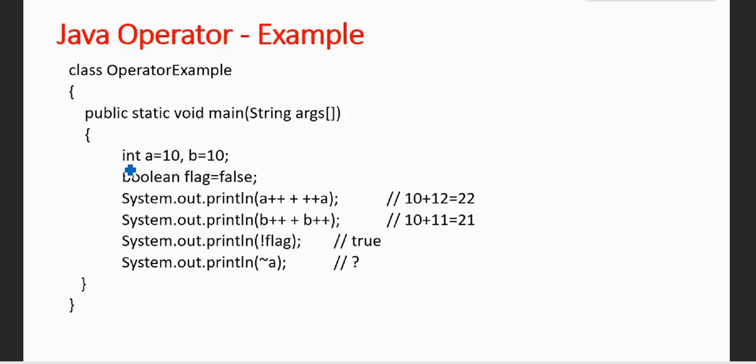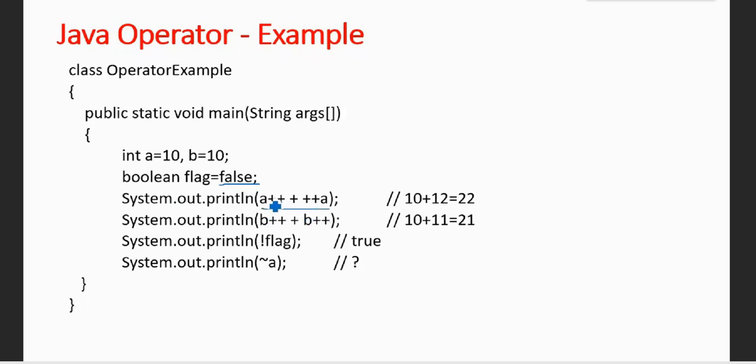See, there are two variables I've defined: int a and b. Then one other variable, boolean flag, and the value is false. By default the value itself is false, but once again I will assign it false. And next, with System.out.println, I'm printing an arithmetic expression.